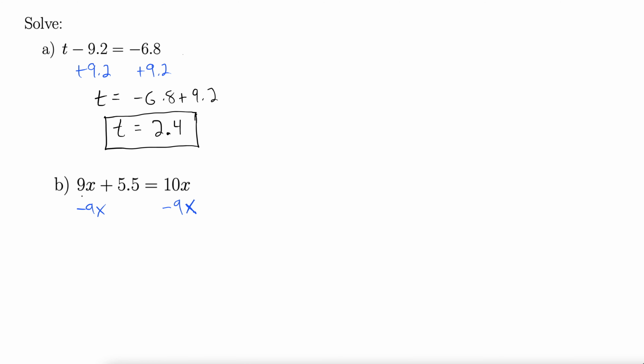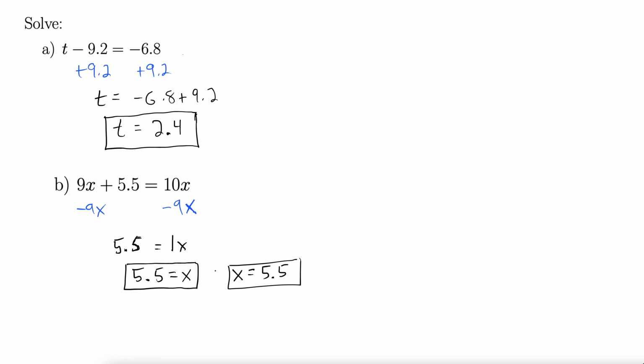In doing that, here we have 9x minus 9x, those go away, so we're left with just 5.5 over here on the left. And then on the right we have 10x minus 9x, which is just 1x, but we don't just write 1x, we write just x, so 5.5 equals x. There's nothing wrong with writing it this way. It doesn't have to be x equals 5.5, but if you don't like seeing it this way, you can always change it in your final answer, and I'll often do that too. x equals 5.5, just so it looks the way we're used to seeing it. Both of these would be fine.